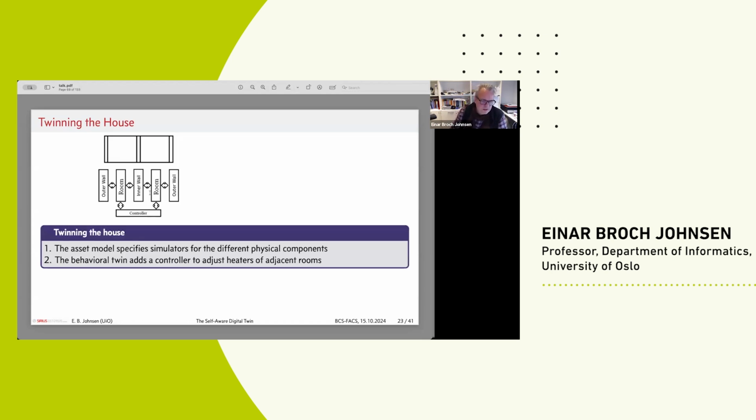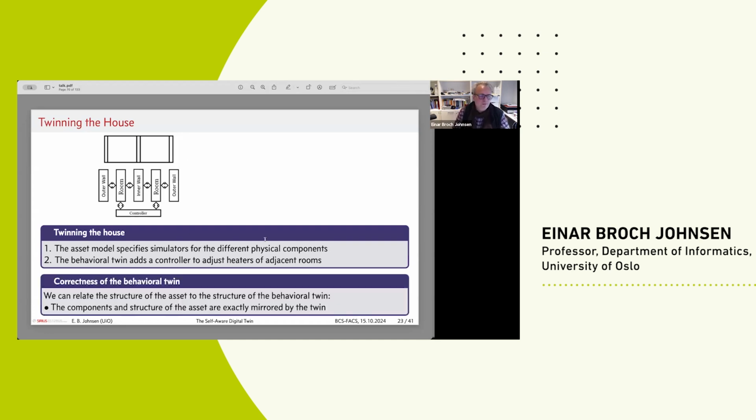So now the asset model will specify that we have 2 rooms. They are connected via an inner wall. The left room is related to an outer wall here, the right room to an outer wall there. And it will also tell us which simulators to use for the different entities in the asset, so for the walls and for the rooms. And we add this virtual controller to adjust heaters.